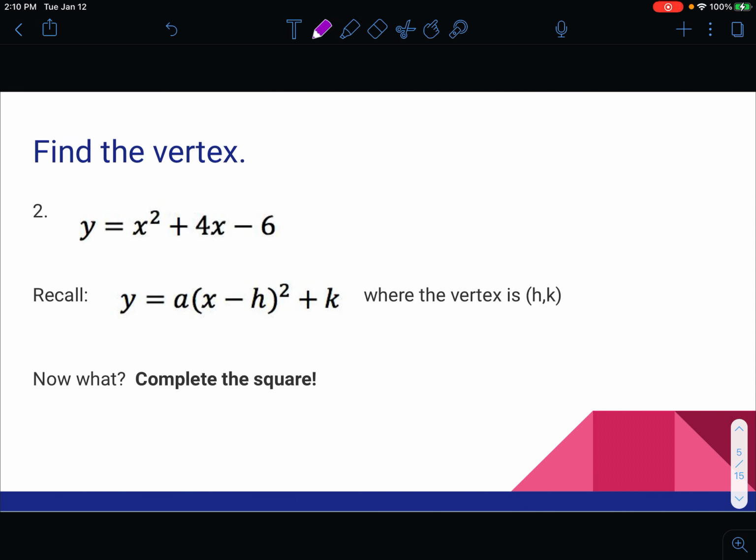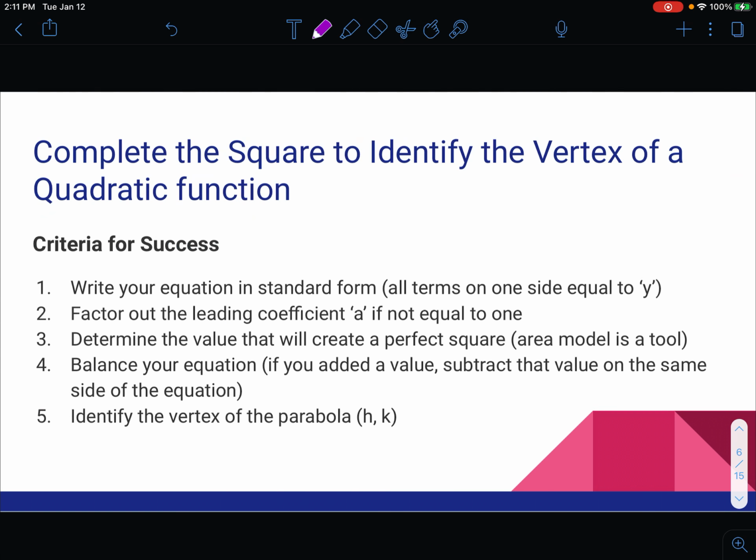Now, if I ask you to find the vertex for this equation, y equals x squared plus 4x minus 6, it's not in this form. So it's not as easy to just pick out h, k from this equation. However, if we complete the square and write part of this as a perfect square, we could actually find the vertex that way. So we're going to learn how to do that today.